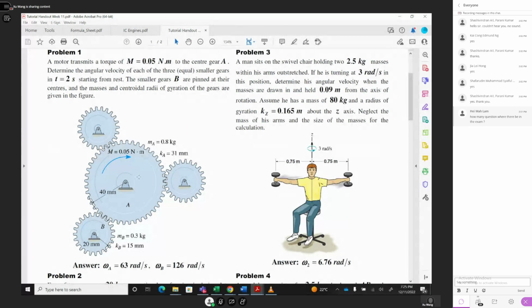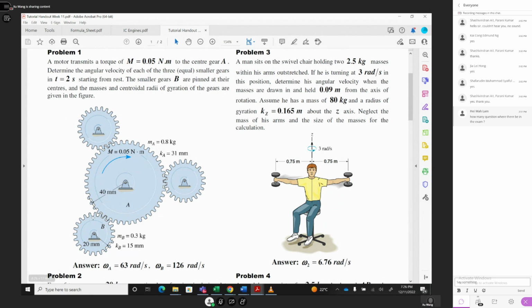So, a summary of how to solve this problem: you study gear A first. M times T, which is the moment impulse, should be equal to the angular momentum increase, starting from 0, equal to I omega. I is MA KA squared. The rotation is initial. Omega is what you want to know, omega A.